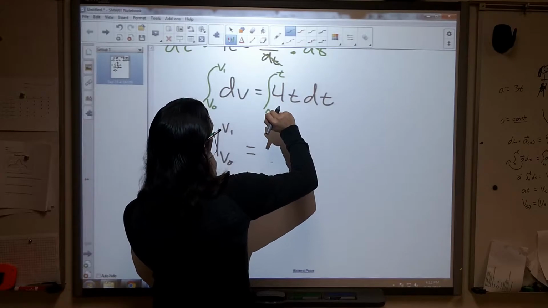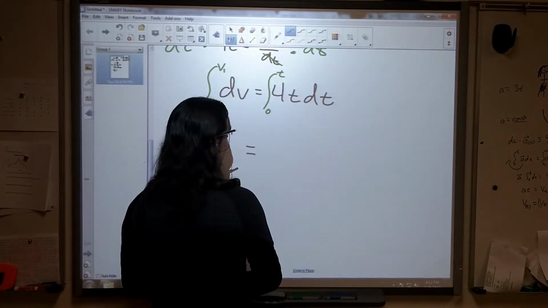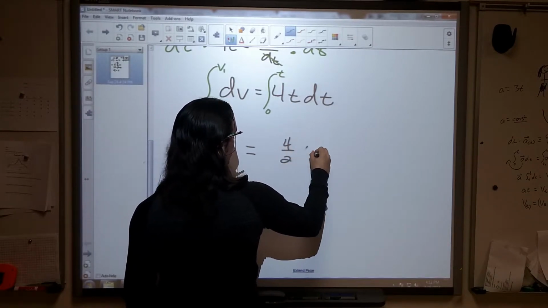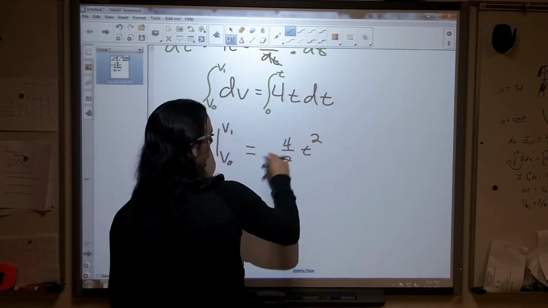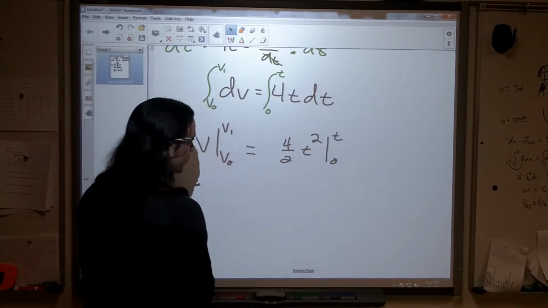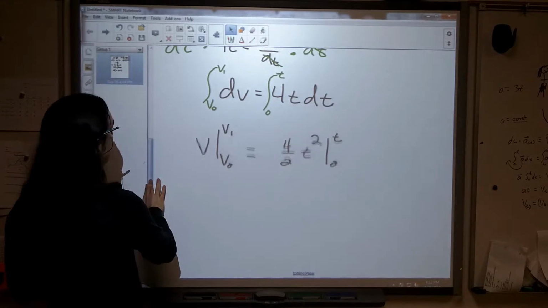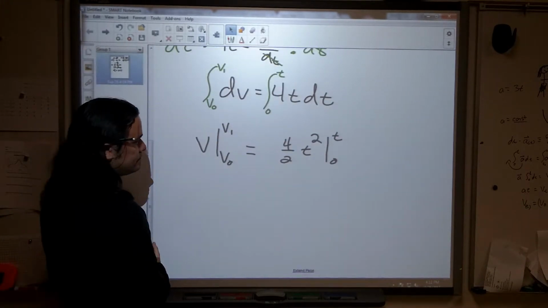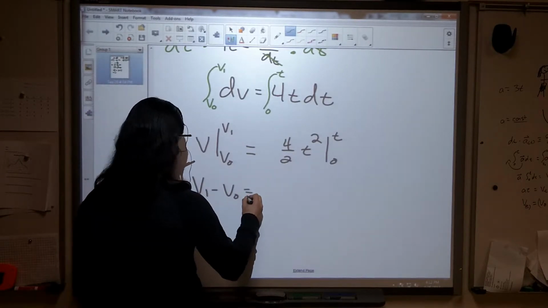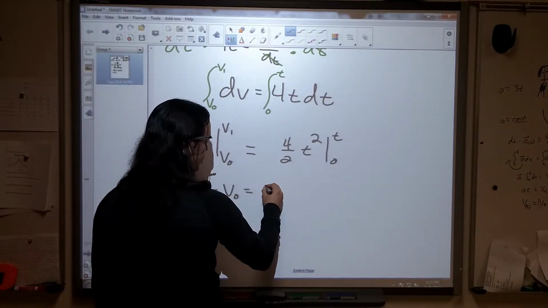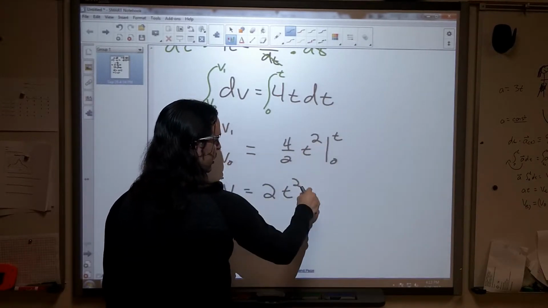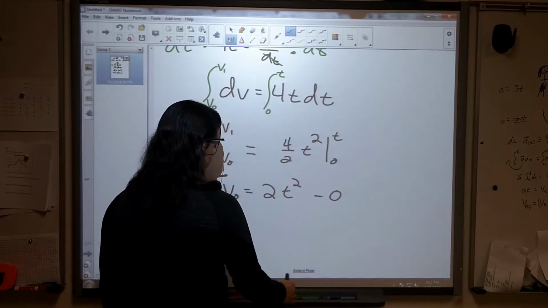Well, this would go to t squared, so let's see. We would have 4 divided by 2 t squared. There's the 1/2. That looks great. And we're going to evaluate that from 0 to t. Great. All right, looking good. So I'm going to evaluate this. I end up with v final minus v initial equals 4 divided by 2. That's going to be 2 t squared, putting in t, minus, well, 0.